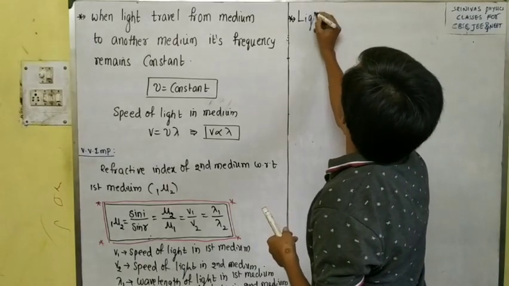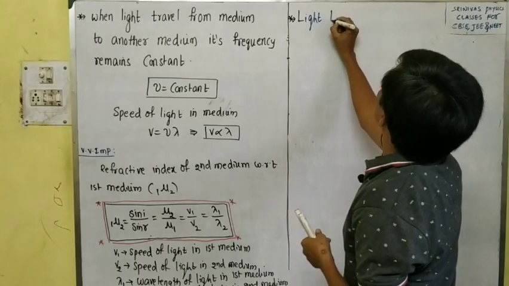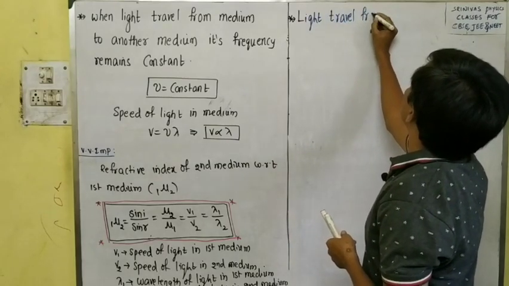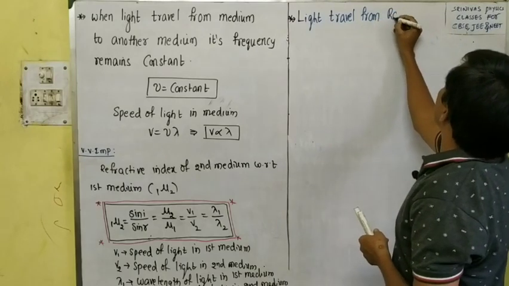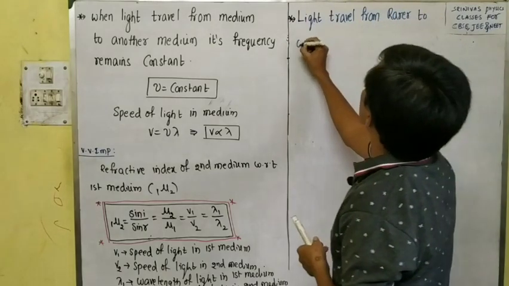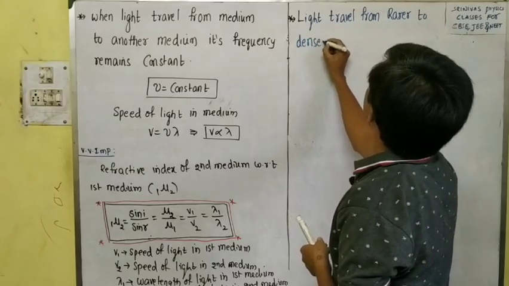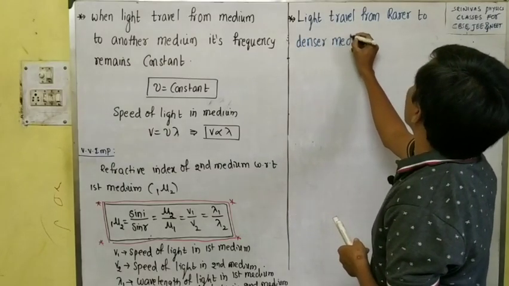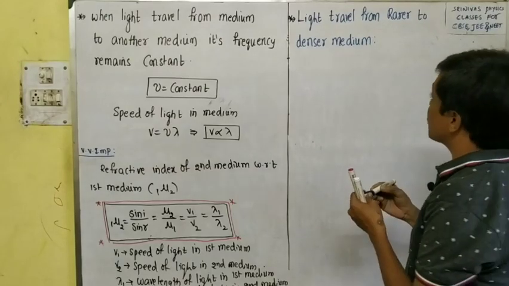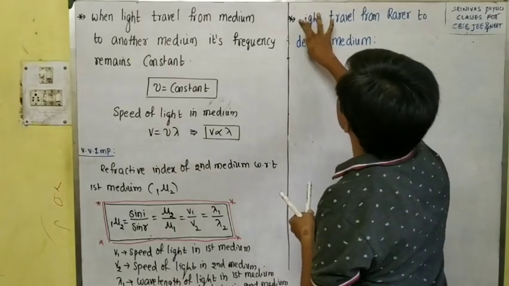Light travels from rarer to denser medium. What happens when light travels from rarer medium to denser medium? That I am going to explain.